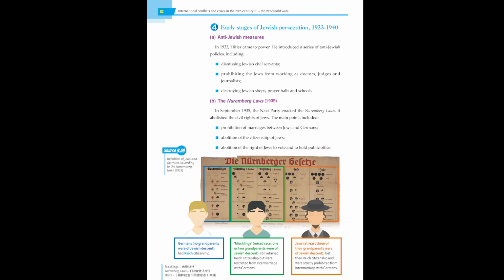Look at the source 9.59. Definition of Jews and Germans according to the Nuremberg Laws, 1935. Germans. No grandparents were of Jewish descent. Had Reich citizenship. Mischlinge. Mixed race, one or two grandparents were of Jewish descent. Still retained Reich citizenship but were restricted from intermarriage with Germans.